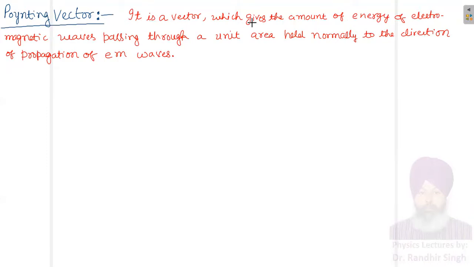It is a vector which gives the amount of energy of electromagnetic waves passing through a unit area held normally to the direction of propagation of EM waves. So it is denoted by either S vector or by P vector. So I will use this notation S vector. Let me now describe the definition of this Poynting vector.